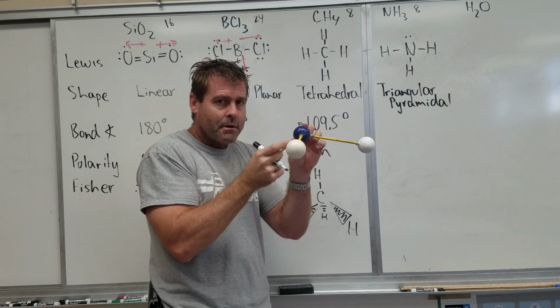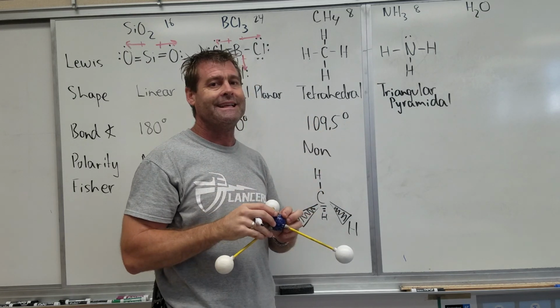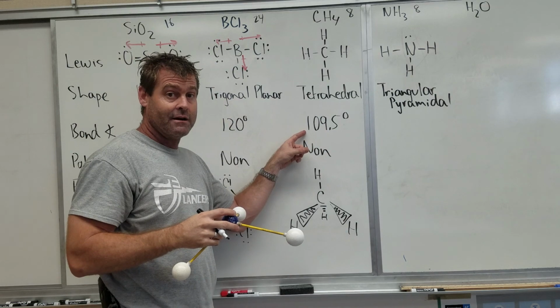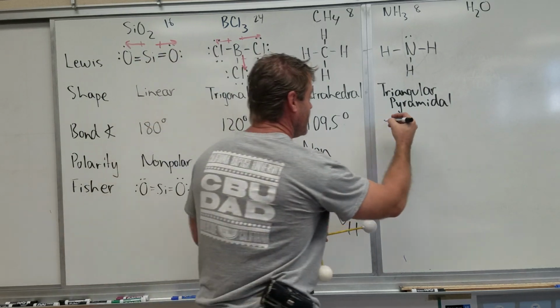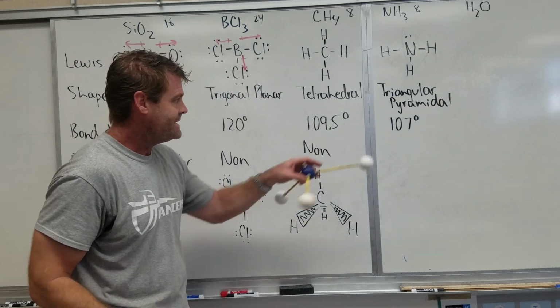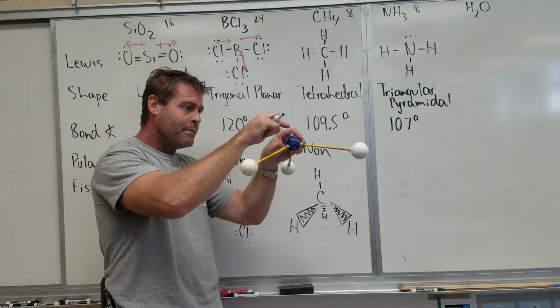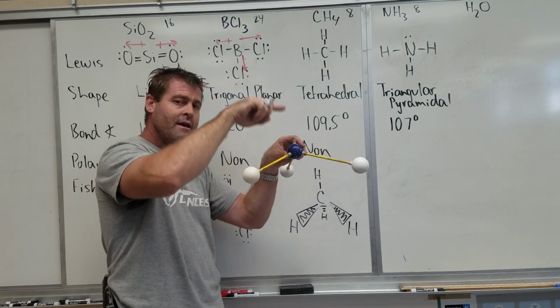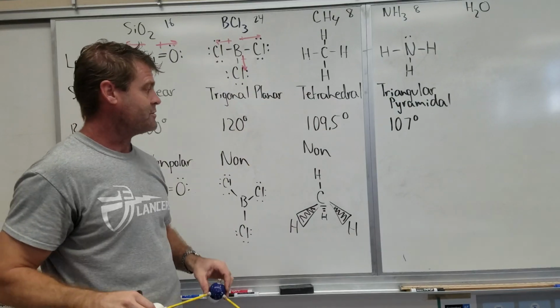What's that going to do to the bond angles here? It's going to make them slightly less than the 109.5. In fact, the bond angle is actually 107 degrees. You guys see slightly less than that, but you guys see why? Because the lone pair is slightly more repulsive than a shared pair of electrons like in our tetrahedral one.